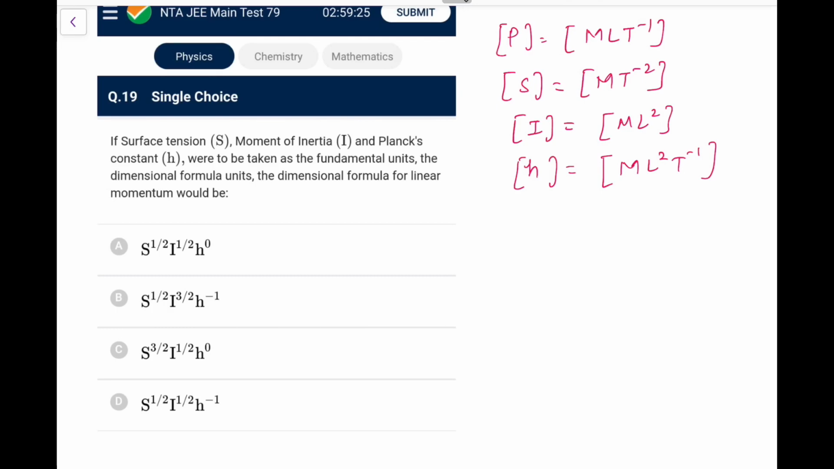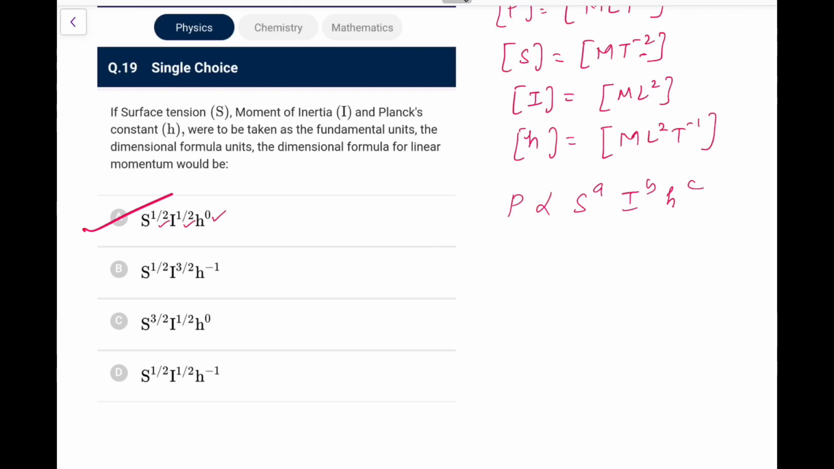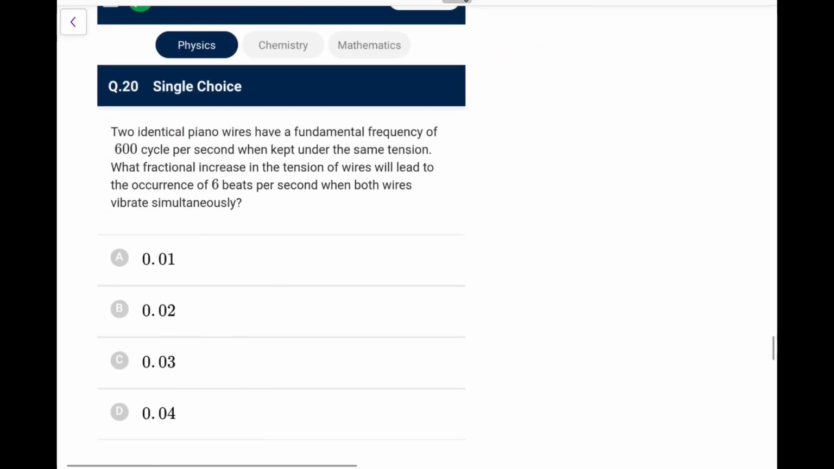So to get it, now you'd need M to the power 1, so let's try half and half. Yes, that will give half and half, and 0 will give me M as 1. For L, it is half and it is 0, so again it is 1, and T minus 1, so it is half, this will be minus 1, and this is 0, so it is coming perfectly. So it's our luck that the first option is coming correct. Otherwise the way you know is P proportional to S to the power a, I to the power b, h to the power c, and do that thing. But I just observed and by luck it was the first option only.